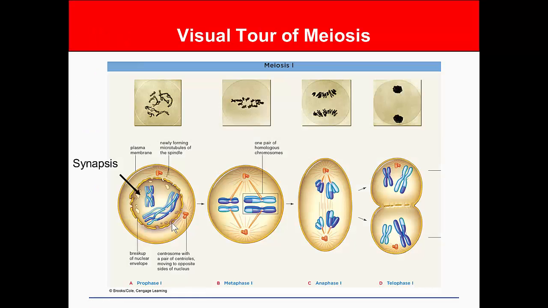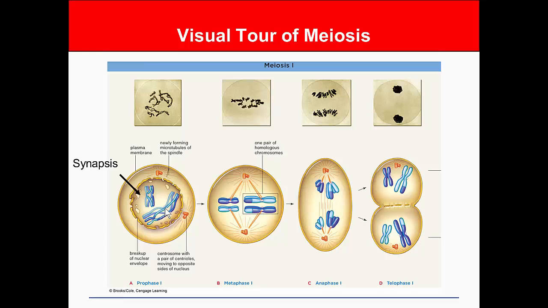So let's go through our visual tour of meiosis. Starting in prophase 1, when the homologous chromosomes pair up and synapsis happens. So think of synapsis as the process in which homologous partners have paired up and they're touching each other in places. So here are 2 duplicated chromosomes that are homologous to each other in synapsis.